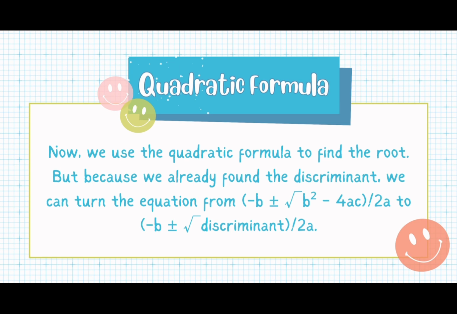Now we use the actual formula. Because we already found the discriminant, we can remove b squared minus 4ac from the equation and turn it into negative b plus or minus the square root of the discriminant divided by 2a.